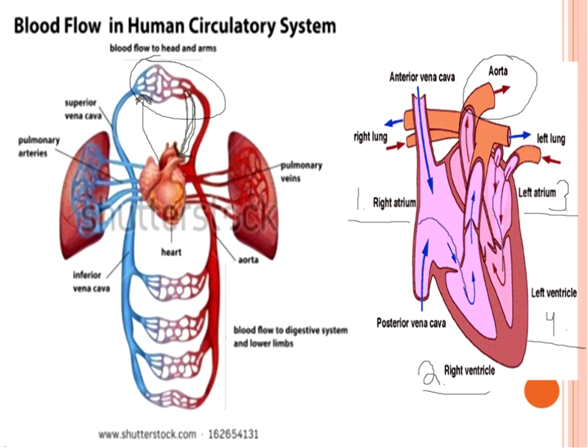So 99% of the time, arteries are oxygen rich, carrying blood away from the heart. Same thing with veins. They're 99% of the time oxygen poor, carrying blood to the heart. But the pulmonary vein and the pulmonary artery are the only exceptions. The pulmonary artery has oxygen-poor blood, and the pulmonary vein has oxygen-rich blood. That's the only exception to the rule.